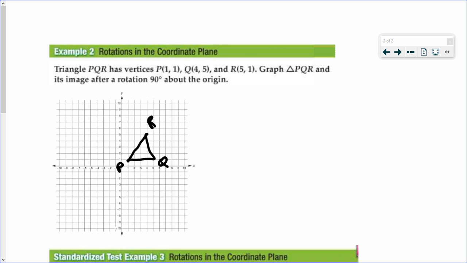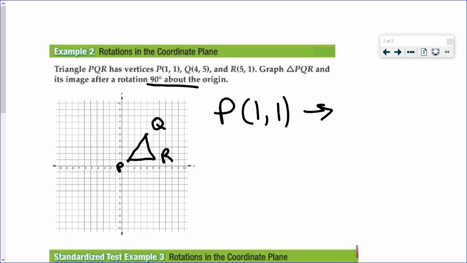Q and R were backwards there. Good. Alright, so let's rotate them. Let's start with point P. Point P, we're rotating 90 degrees. Okay. So point P is at (1, 1). Remember the rule for a 90-degree rotation.